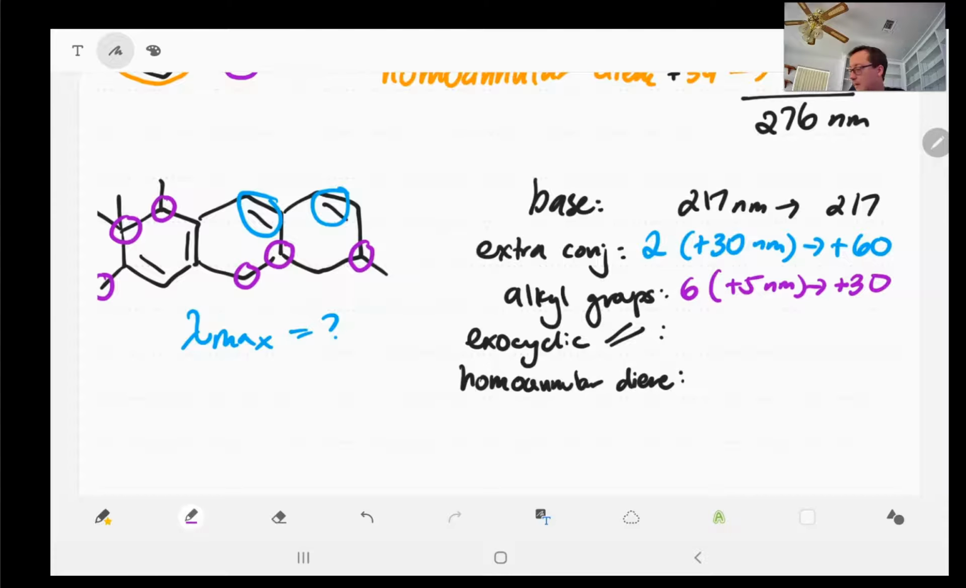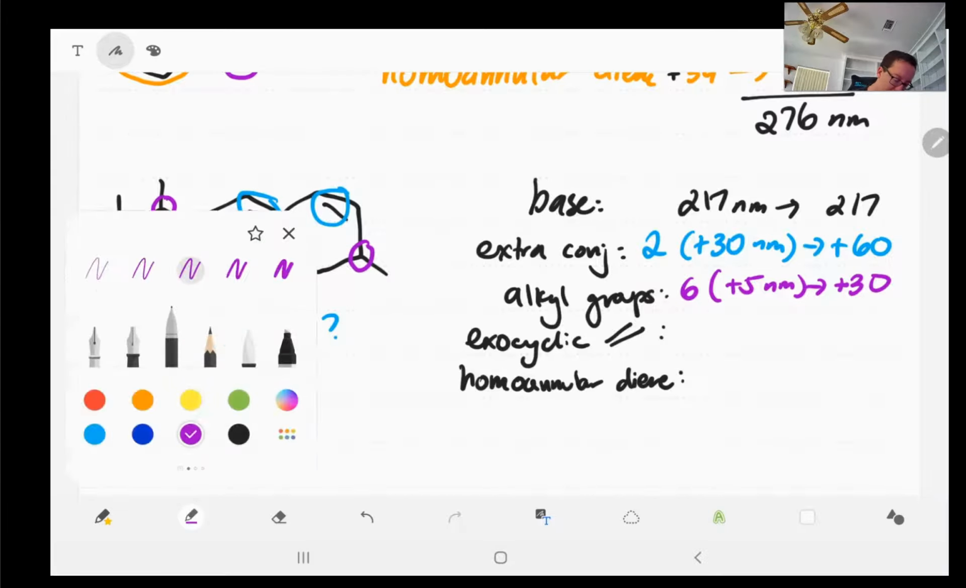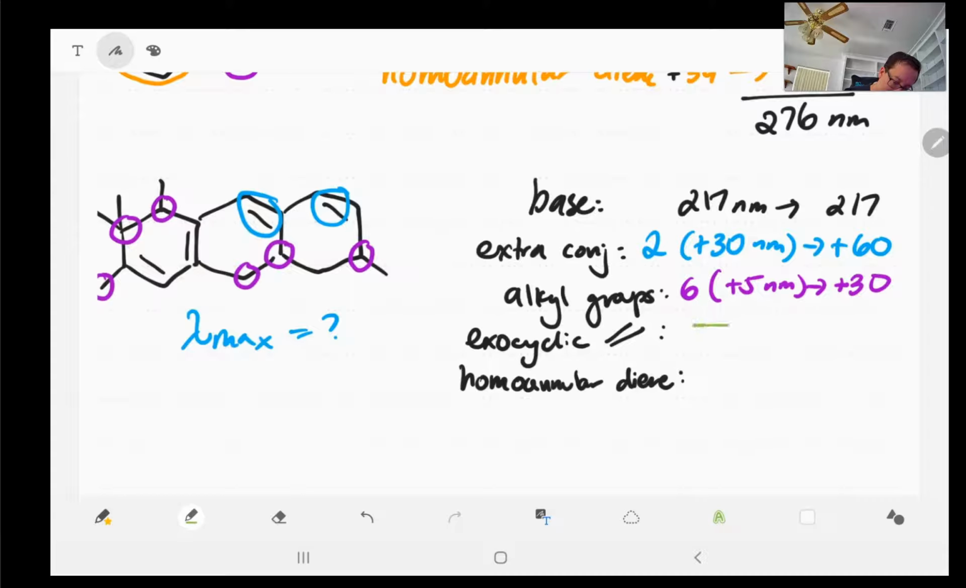Do we have any exocyclic double bonds? We do not. All things that are coming out of the rings are all single bonds, so we have 0 of those. If we did, they would be worth 5. So I'm just going to write plus 0, because we don't have any.